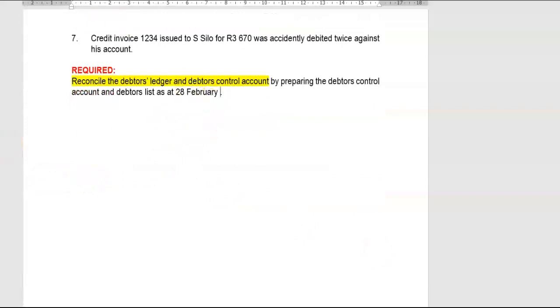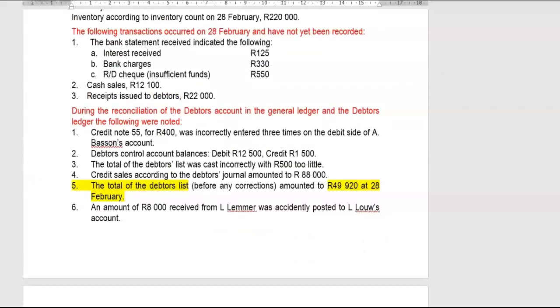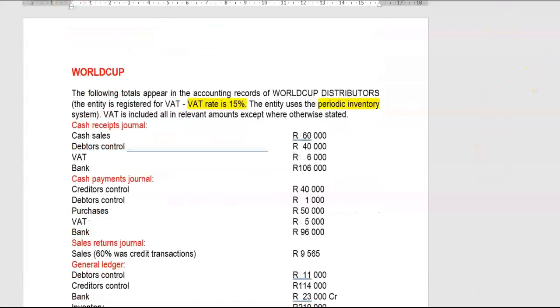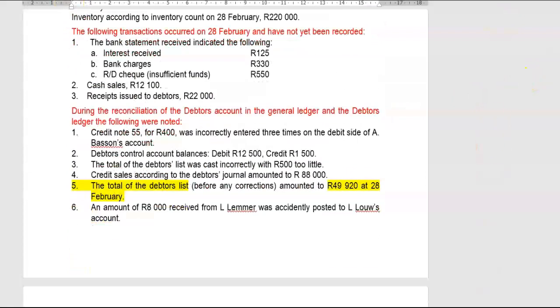Okay. Great stuff. So let's start now with what they want from us. Let's start with the debtors control account and the opening balances in my debtors control account. That is the logical place to start. And then underneath that, we're going to have the debtors list, and we will start with the totals of the debtors list. Also a logical place to start.